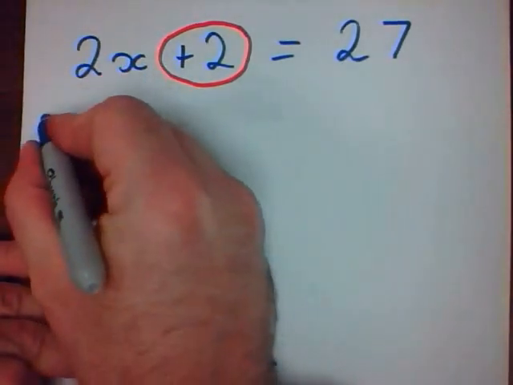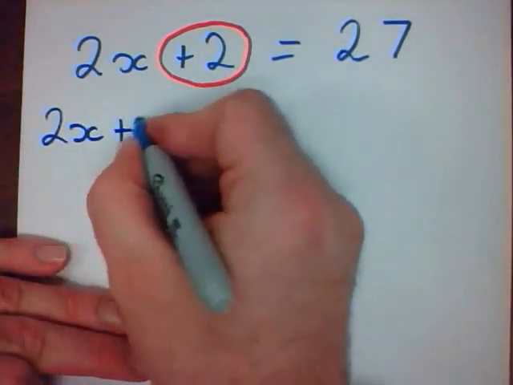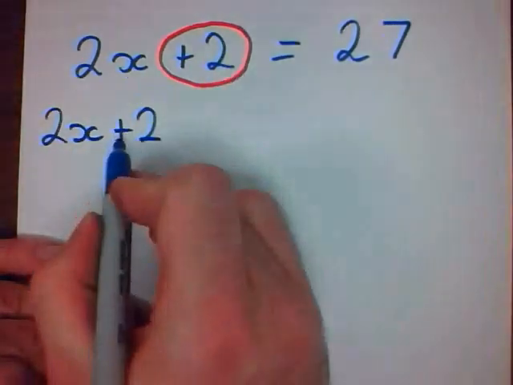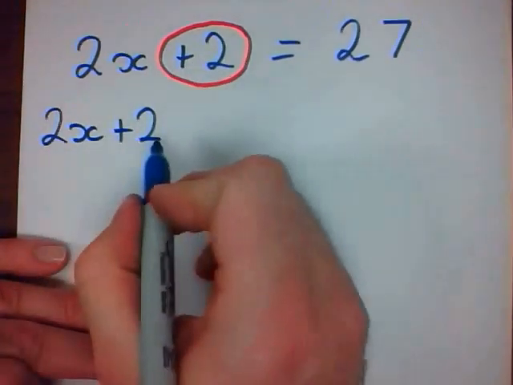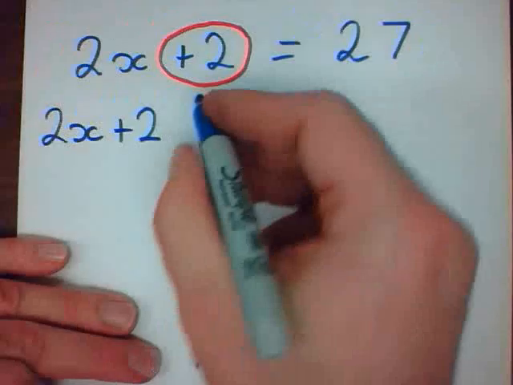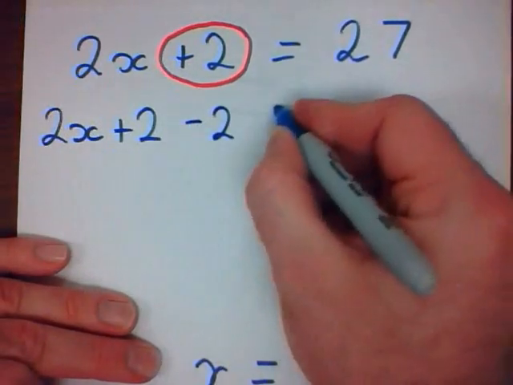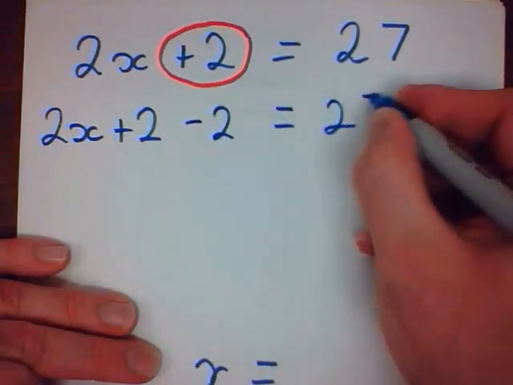I have the original equation. Here it is, 2x plus 2. There's the original equation. Same thing, right? Exactly the same. Now, I'm going to get rid of the plus 2 by subtracting 2. Now I have a problem.